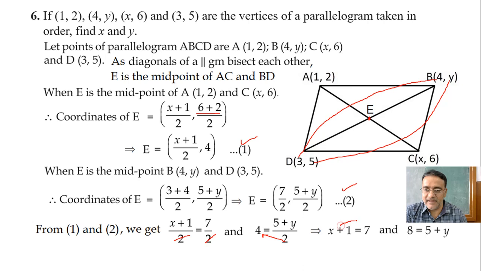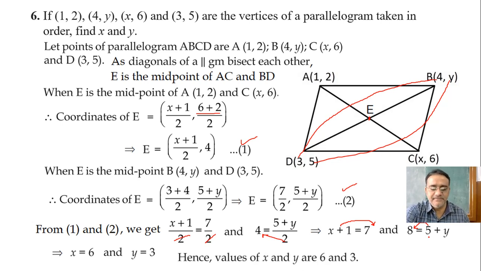No, not 7, 6 will come. X is equal to 6 and y is equal to 8 minus 5, that is 3. Hence the values of x and y are 6 and 3. Any doubt in this question?